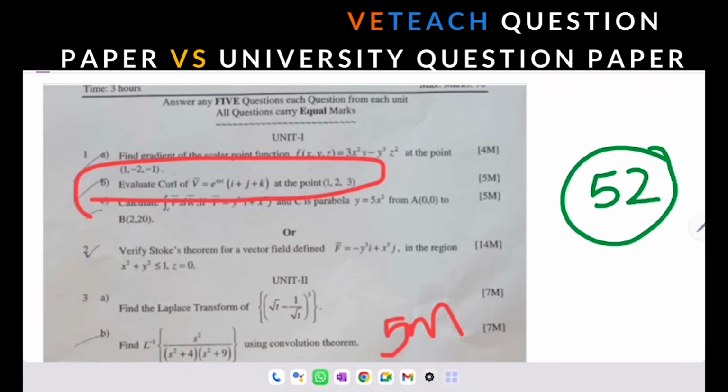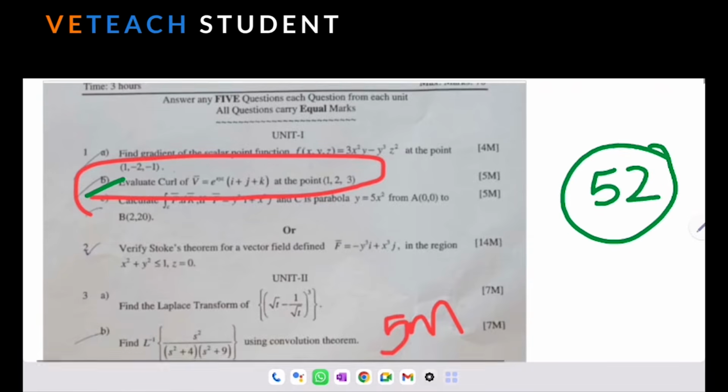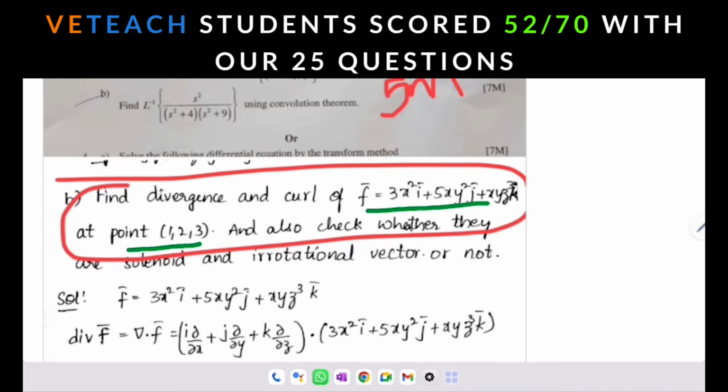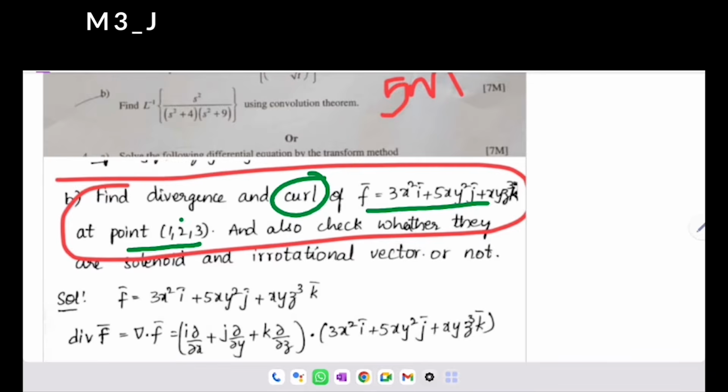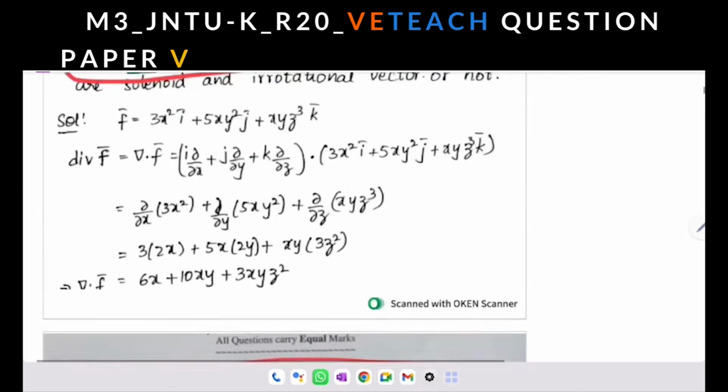If you see here, one big question is to find out the curl of the given function at a particular point. We have already given the same model, but the numericals are changed, that's it, to find out the curl of a function at a given point. So this is the same model question.